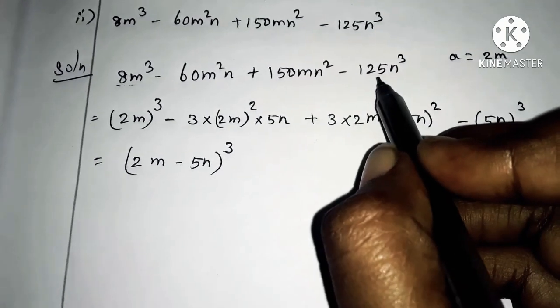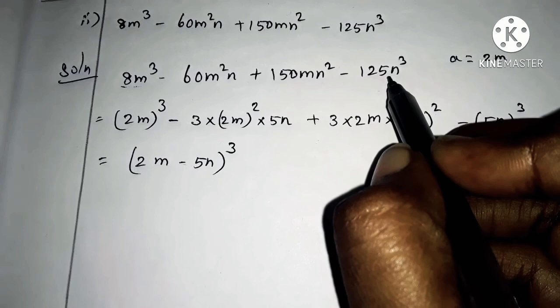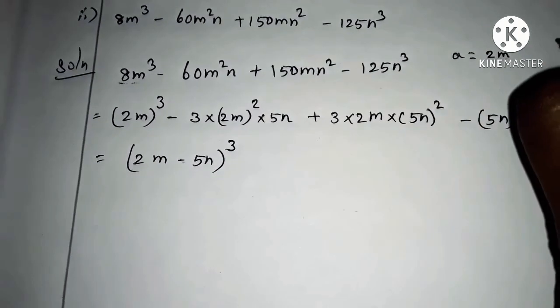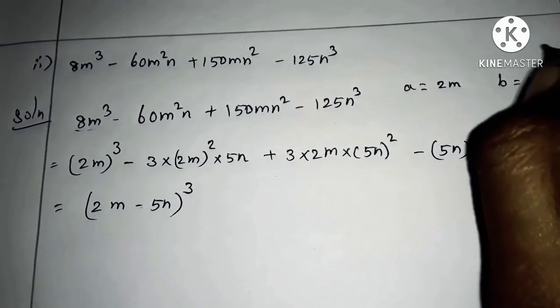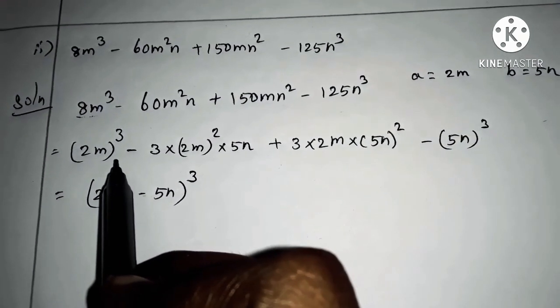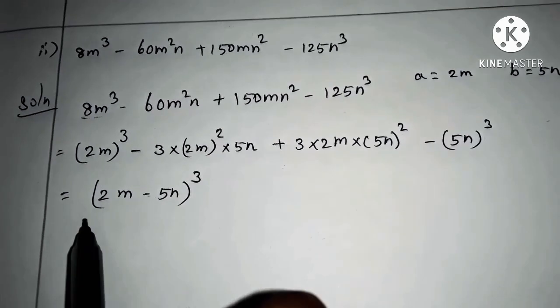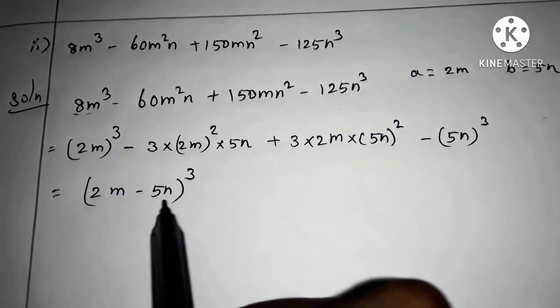The same way 125n cube is the value of b cube. This can be written as 5n the whole cube. Therefore the value of b is 5n. Using that identity a minus b whole cube, we get the answer as 2m minus 5n the whole cube.